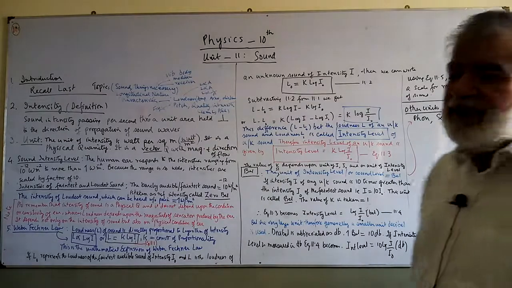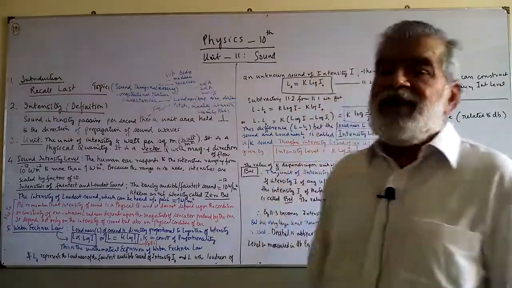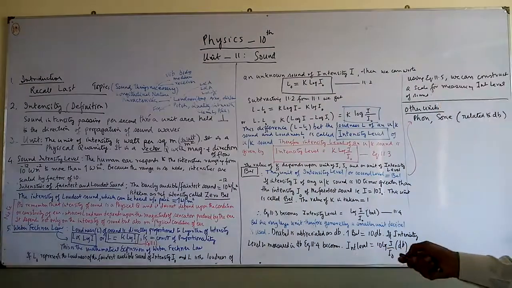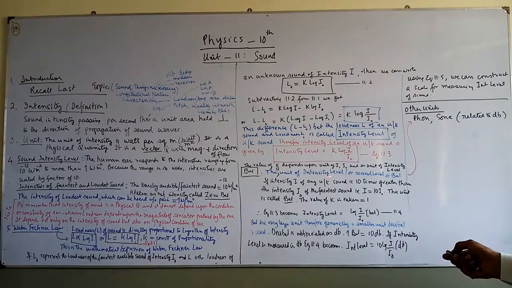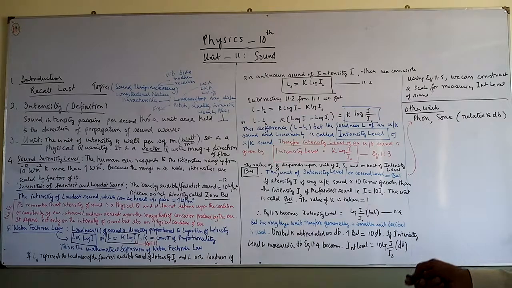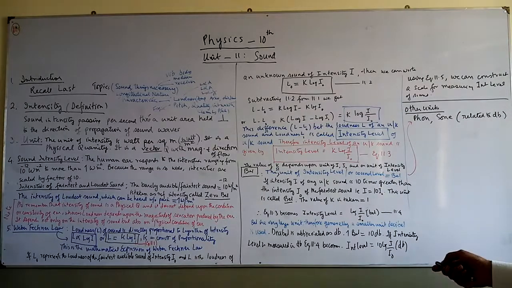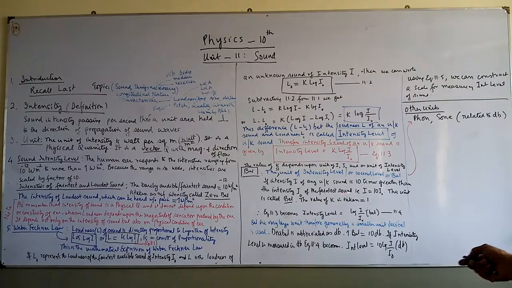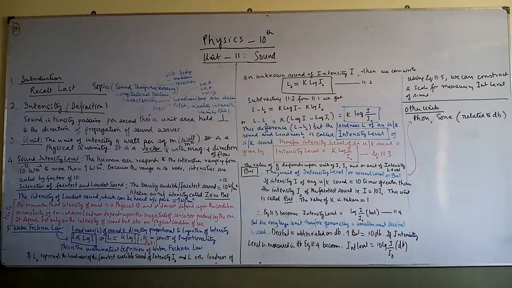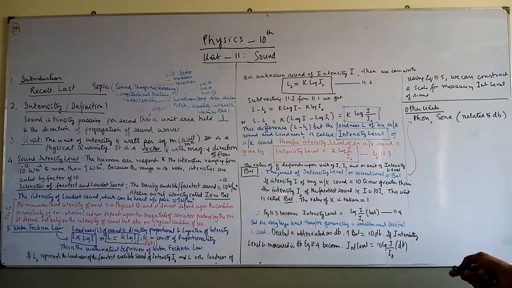Now we come to the next topic, which is about what is bell, or what is one bell? It's a unit of intensity level. The SI unit of intensity level or sound level is bell. If intensity I of any unknown sound is 10 times greater than the intensity I naught of the faintest sound, then I is equal to 10 times I naught. I naught is the faintest possible sound, which is 10 raised to the power minus 12 watts per meter square.